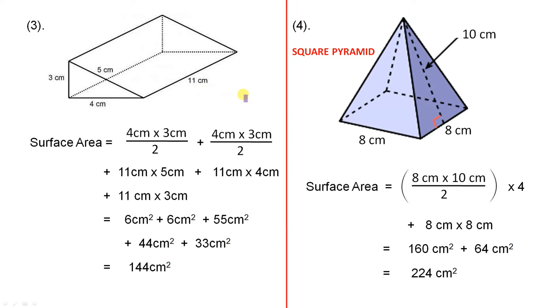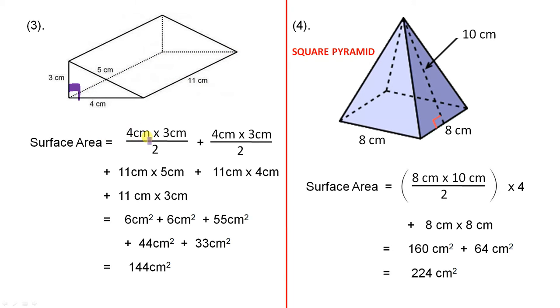Here we have a triangular prism. That's right angles there, so that's a right angle triangle. It has a base of 4 centimeters and a height of 3. And this slopey side here is 5 centimeters, and the length is 11 centimeters. So that's what we call a triangular prism.